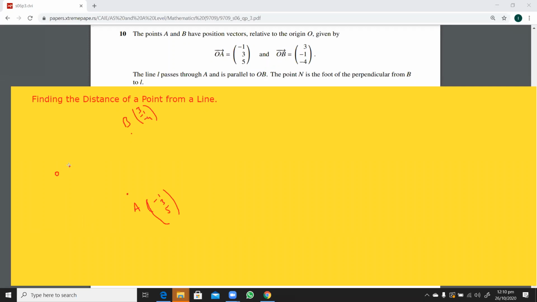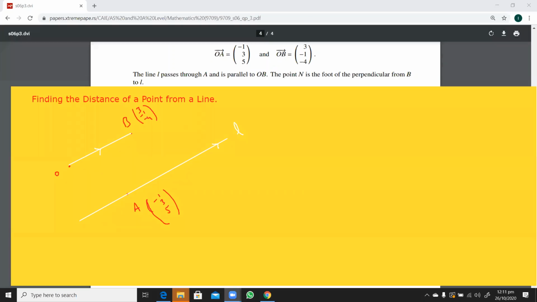So if I have OB like this, suppose this is the OB over here, then I'll have to have a line like this, something like this. Okay, so this is the OB and this is the line L, and they are parallel to each other. The line L is passing through the point A and is parallel to OB. So guys, you see that the position vector of B is going to be taken as a direction vector.